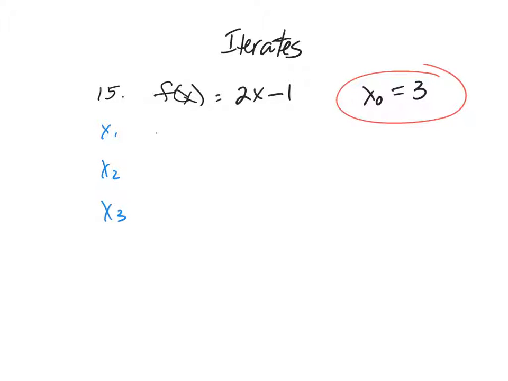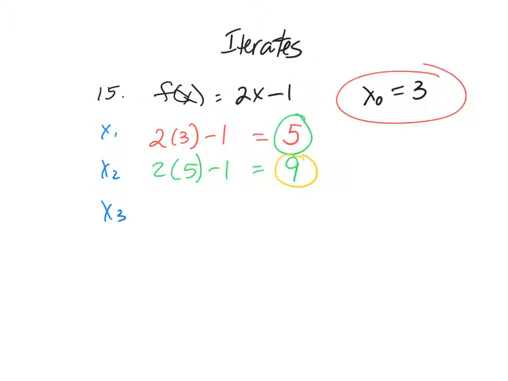So it's going to be 2 times 3 minus 1, and that equals 5, because 6 minus 1 is 5. To find x2, we plug this in. So it's 2 times 5 minus 1, which is 9. And to find x3, we plug in this one, which is 2 times 9 minus 1, which is 17. And so your answer would be 5, 9, 17, like that.